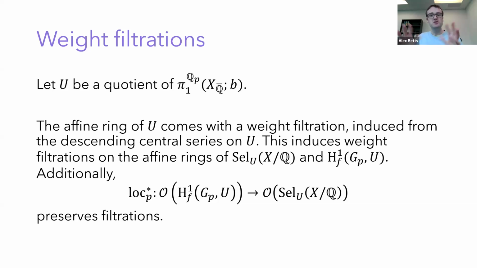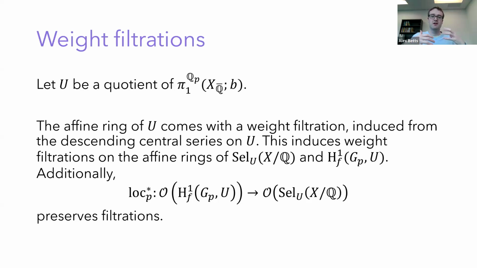And when you follow through the constructions of the global and local Selmer schemes, whatever they are, this weight filtration induces corresponding filtrations on the affine rings of my global and local Selmer schemes. So these are not just any old affine schemes. They're affine schemes with a filtration on their coordinate rings. And then this localization map that we had from the global Selmer scheme to the local Selmer scheme is actually a filtration preserving map on the level of their affine rings.